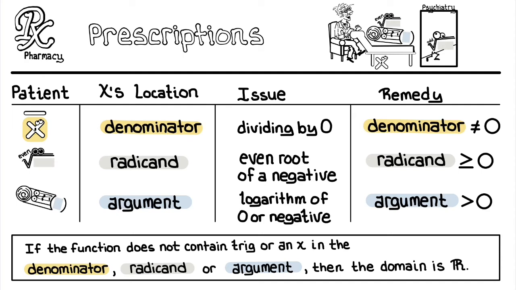I've created this table for you to summarize the rules on how to find domain, provided the equation you're working with doesn't contain any trig. It would be a good idea for you to pause the video here and write this table into your notes.